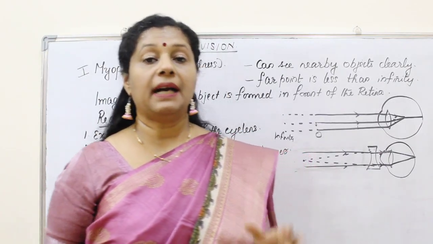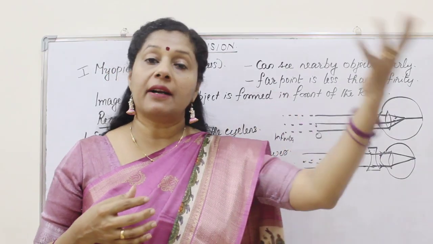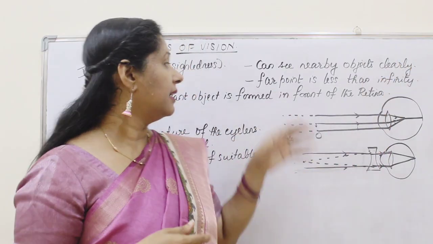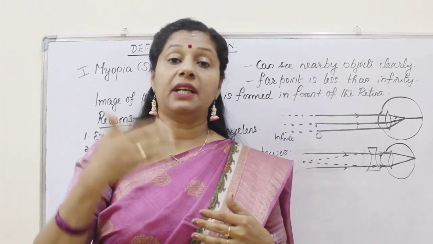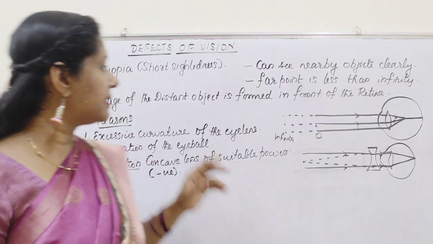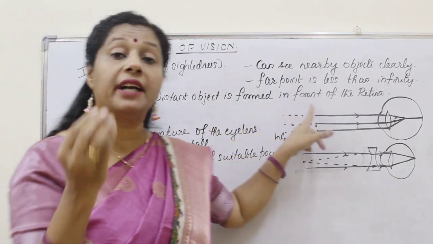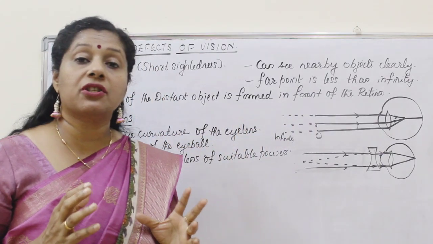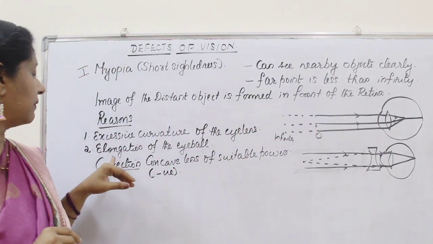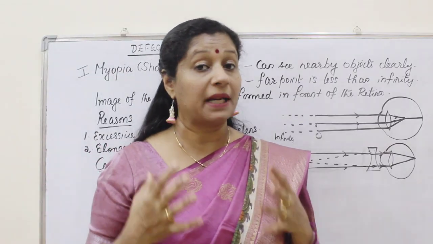So myopia is short-sightedness. They can see short distance clearly, far away objects are not seen clearly. For them, far point is not infinity, but it is less than infinity. In this case, the image of the object is formed in front of the retina. Why? Because of the excessive curvature of the eye lens. But there is one more reason for this, elongation of the eyeball. These all can be due to congenital reasons, by birth itself.